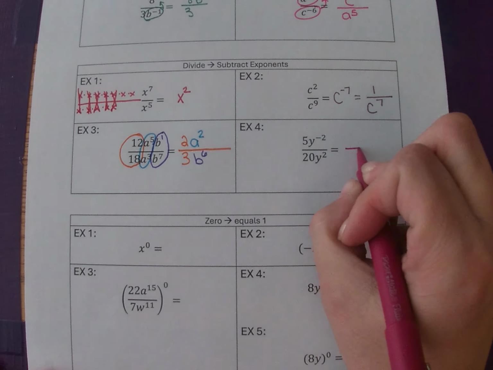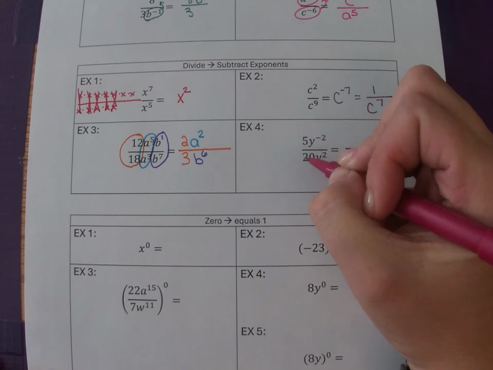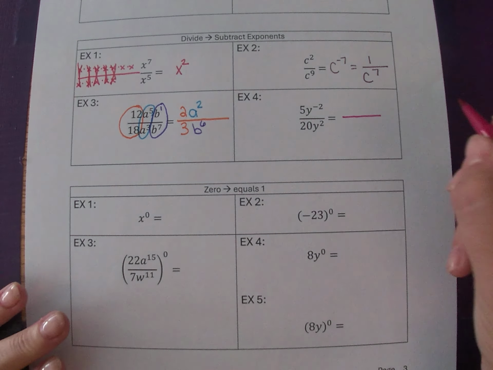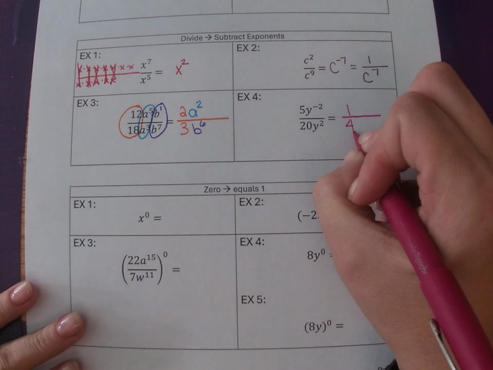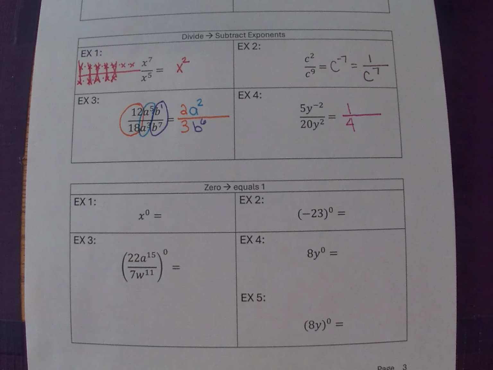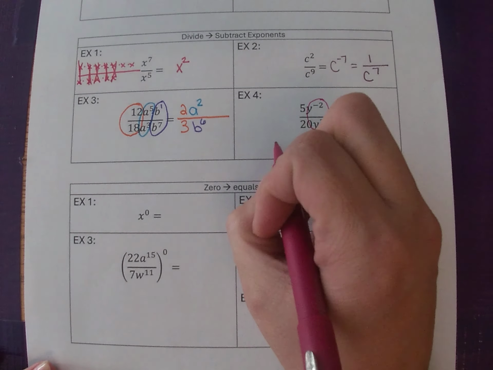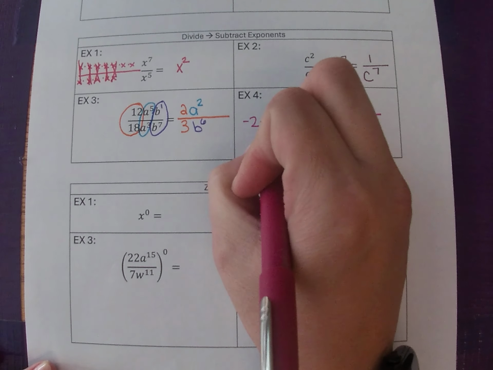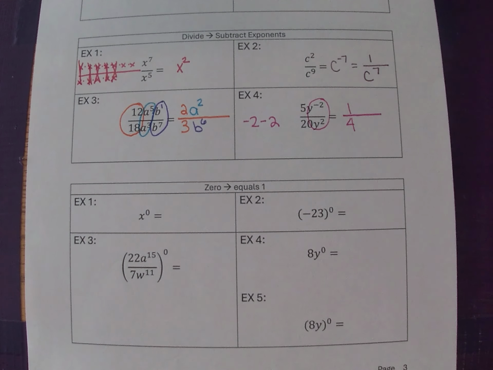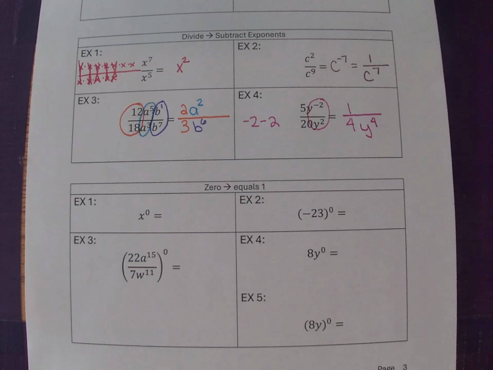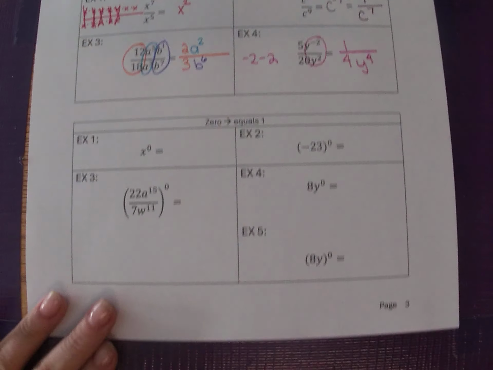Now if I look at example 4, 5 over 20. Again, I need to simplify 5 over 20. It's not 20 divided by 5. It is 5 divided by 20. So this is going to be 1 over 4. And then I'm going to subtract my exponents. Now be really careful here. I need to take negative 2 minus 2, and negative 2 minus 2 is negative 4. So I'll have y to the 4th on the bottom of my fraction.